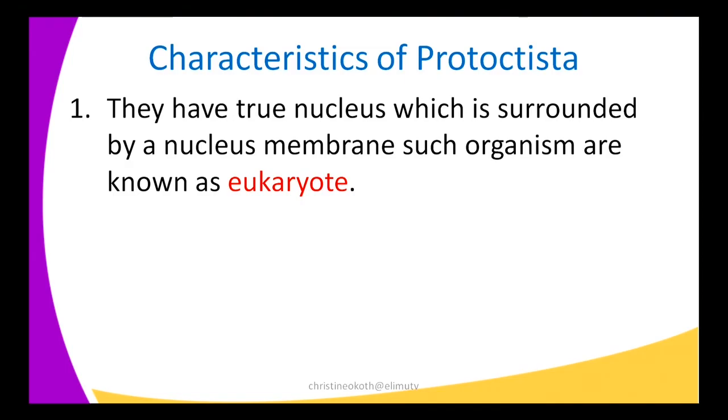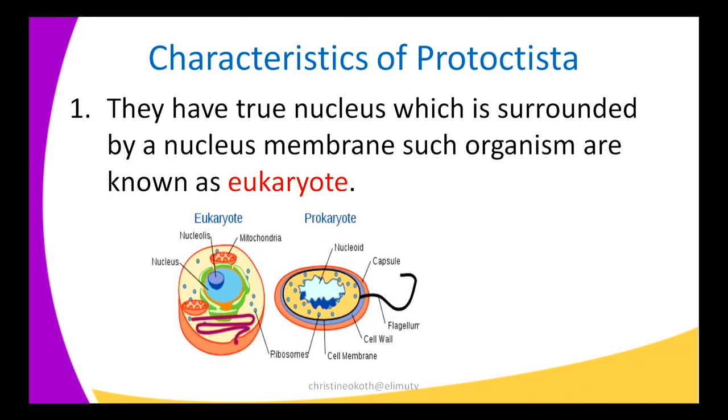So we're going to look at characteristics of the Protoctista. How can you identify this type of organisms? One, they have a true nucleus which is surrounded by a nuclear membrane. Such organisms are known as eukaryotes. So in our illustration, we are differentiating the eukaryotes and the prokaryotes. You can look at the eukaryotes, they have a nuclear membrane, while the prokaryotes, like the bacteria, do not have a nuclear membrane. So the DNA is just suspended within the cytoplasm.